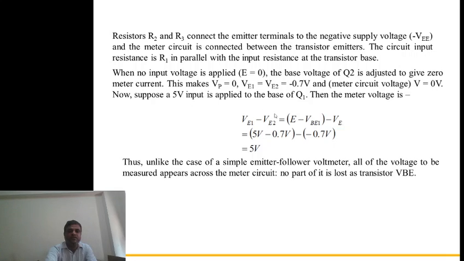Now suppose a 5 volt input is applied to the base of Q1. Q1 means the previous transistor 1. Then VE1 minus VE2 is equal to V, where VE1 is equal to VE minus VB1, as I already explained, and VE2 is equal to V. So that is equal to 5 volts. Thus, unlike the case of a simple emitter follower voltmeter, all the voltage to be measured appears across the meter circuit. No part of it is lost in VBE. It means the potential drop across the base to emitter terminal, VBE, is removed in this particular case.